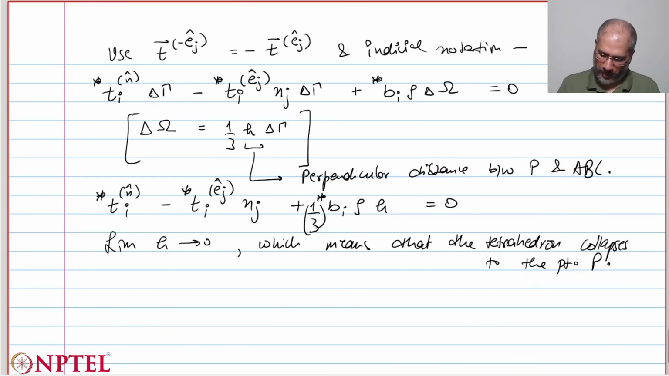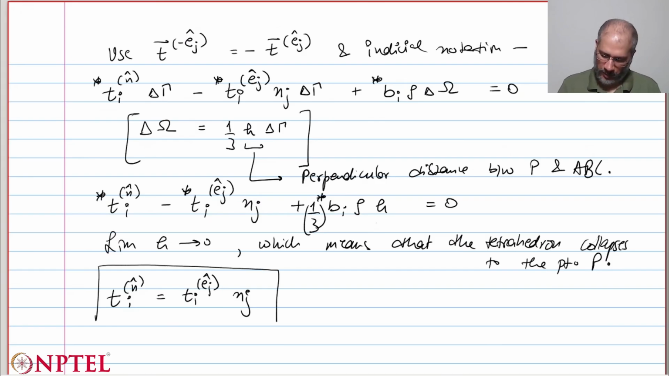So the above equation now becomes T_i (n hat). So now you can see I've removed the star, because now the traction actually approaches the traction at the point P, the local value, not the average value, minus T_i(E_j) n_j plus, now since small h is tending to 0, this term becomes 0, and therefore this is equal to 0, or I can write an equal to here.